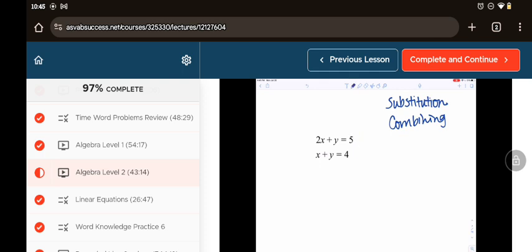First of all, I want to look to see if there's anything I can cancel out. If I add 2x plus x, will that cancel out? No, that gives me 3x. If I subtract 2x minus x, will that cancel out? No, that just gives me x. If I add y plus y, will that cancel out? No, that gives me 2y. But if I subtract, y minus y, will that cancel out? Yes, it actually does. Okay, so let me do that then.